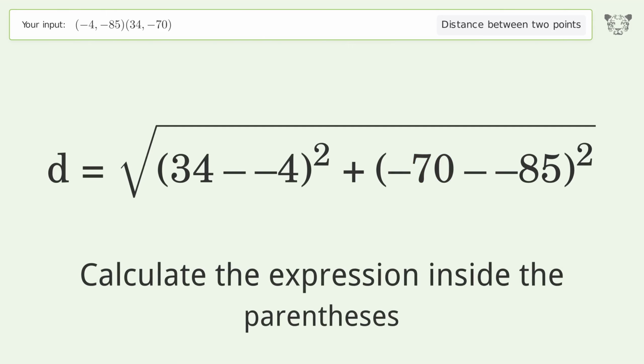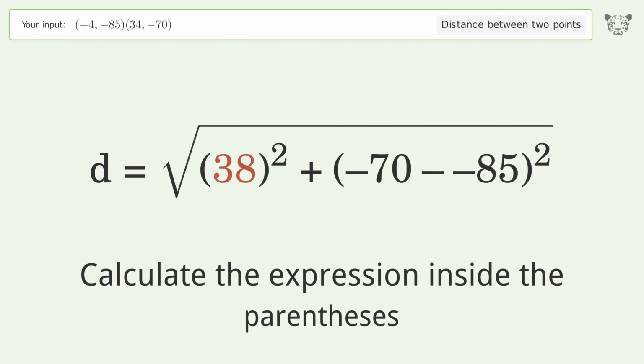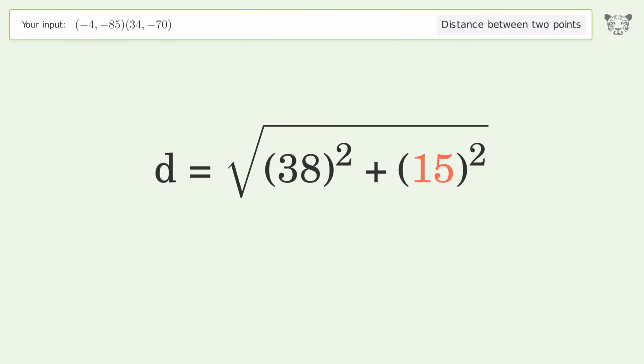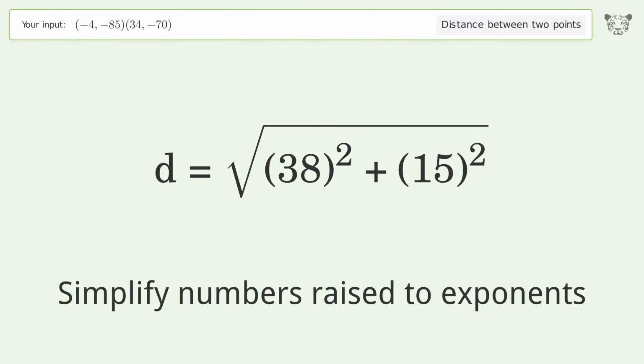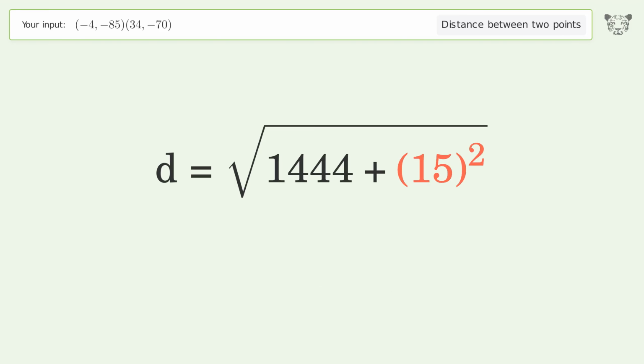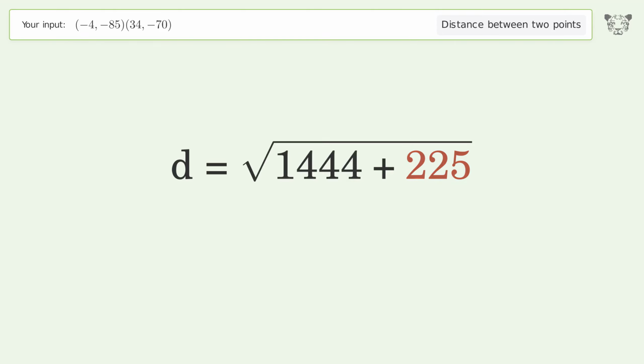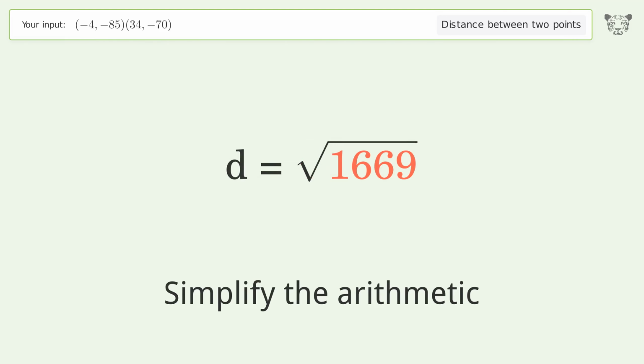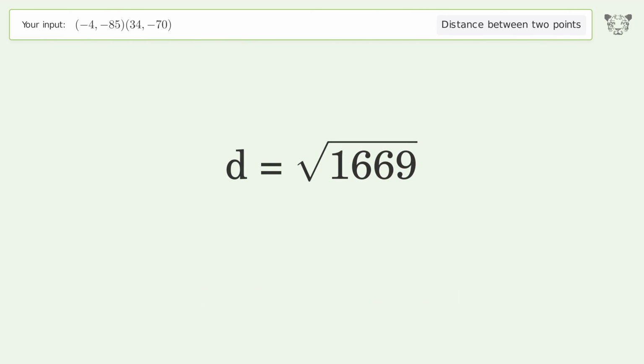Calculate the expression inside the parentheses. Simplify numbers raised to exponents. Simplify the arithmetic. And so the distance between the 2 points is the square root of 1,669, or 40.853.